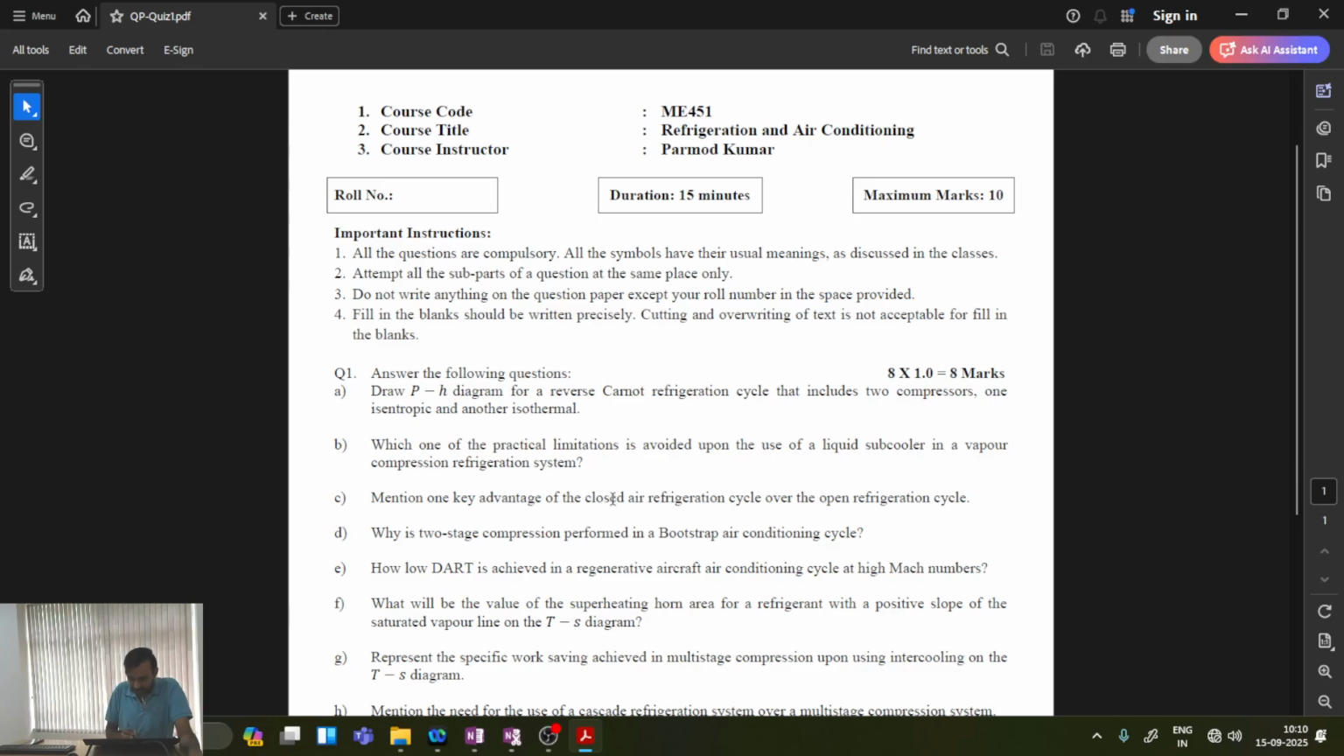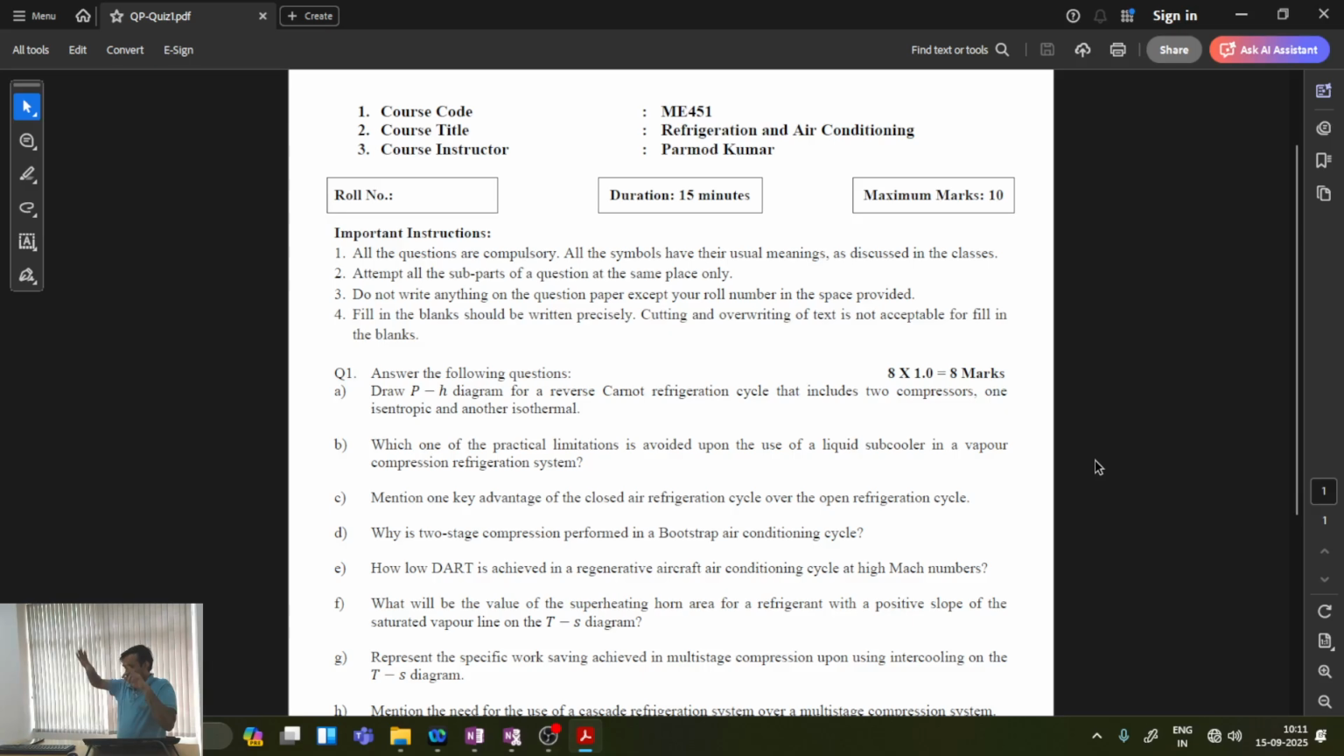Next is one key advantage of the closed air refrigeration cycle over the open air refrigeration cycle. Very simple. The very first key advantage is that in a closed cycle we can operate at high pressures. If we operate at high pressures, then the density of the working fluid will be more. If density is more, for achieving the same mass flow rate, the volumetric flow rate handled by the components will be less. Therefore, the size of the components will be smaller. This is one of the major advantages.